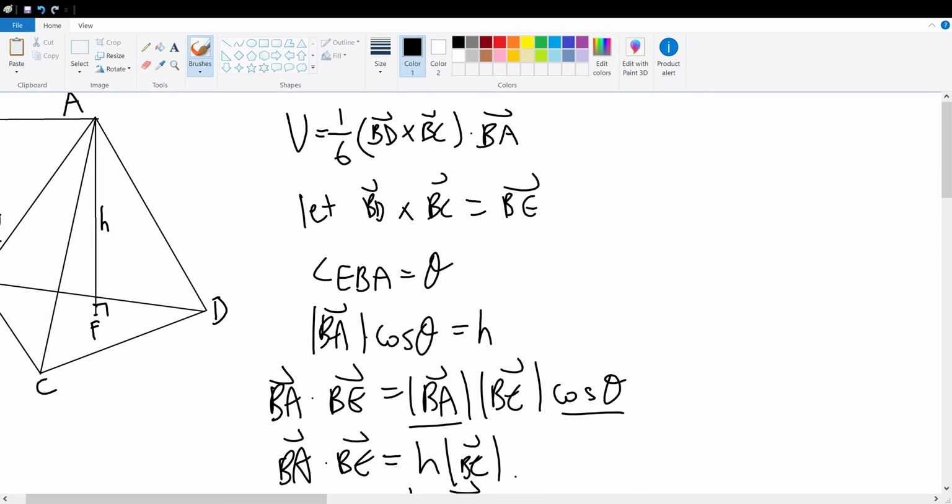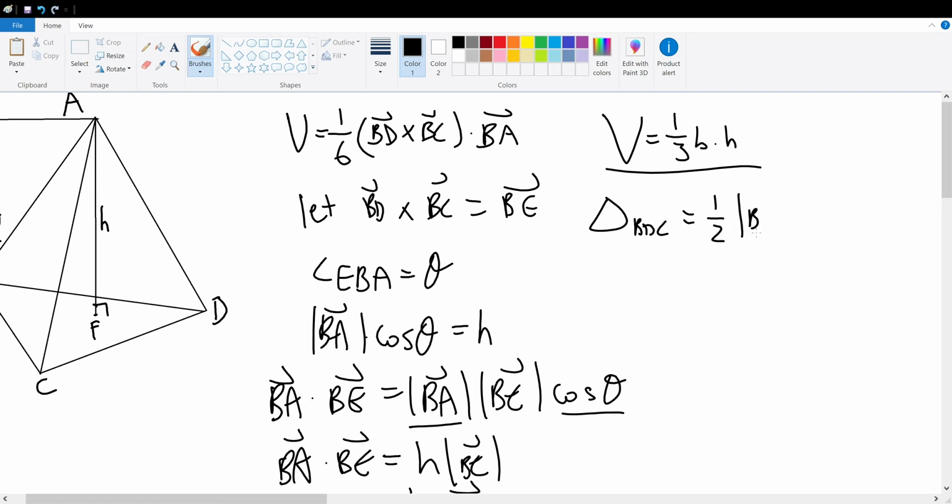Then we must find the base area of the tetrahedron. Remember, the volume formula for a tetrahedron is 1/3 times its base times its height. In this case our base would be triangle BDC, which is equal to half times the magnitude of BD vector cross BC vector. BD cross BC vector will give us a parallelogram. Take half of that and we will get the area of triangle BDC.